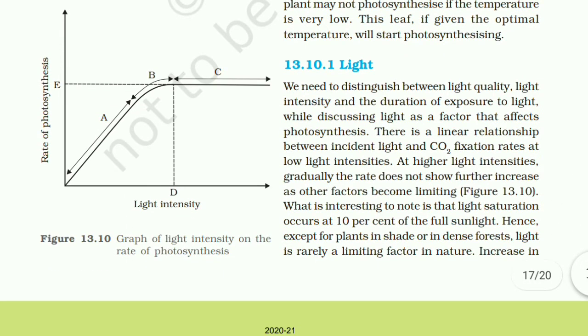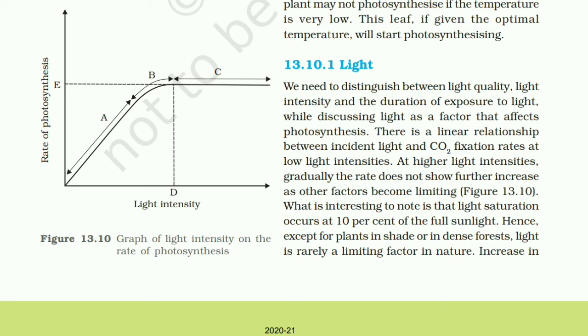13.10.1 Light. We need to distinguish between light quality, light intensity and the duration of exposure to light while discussing light as a factor that affects photosynthesis. There is a linear relationship between incident light and CO2 fixation rates at low intensities. At high light intensities, gradually the rate does not show further increase as other factors become limiting.